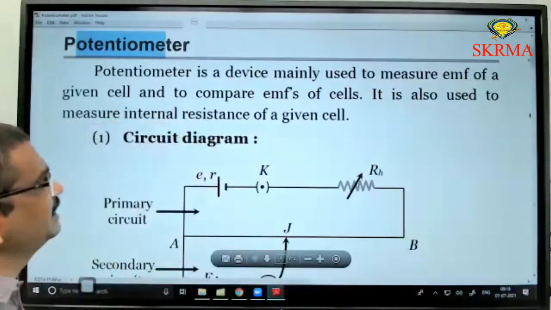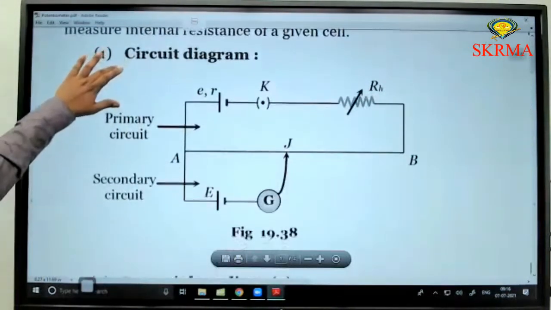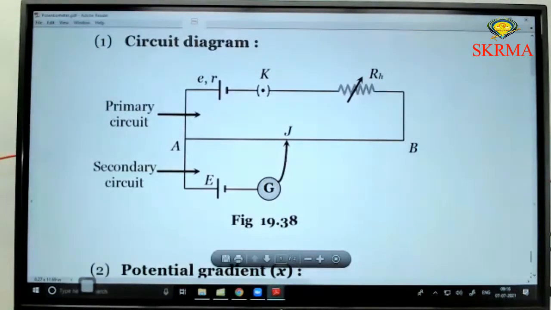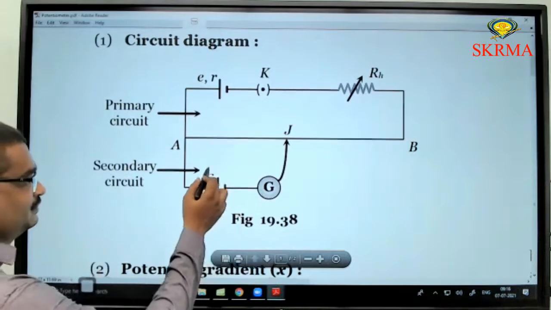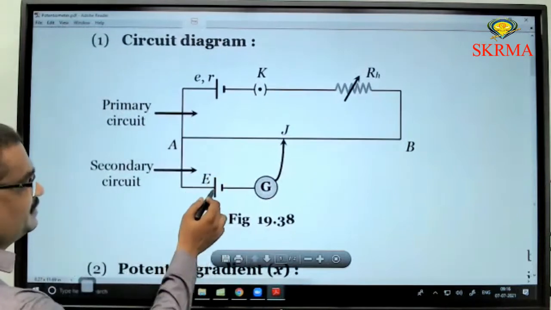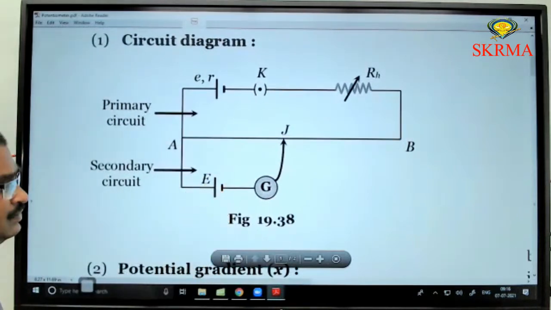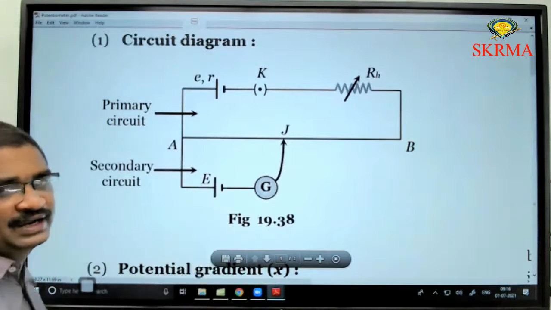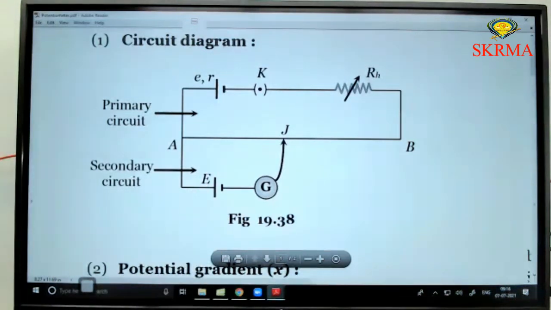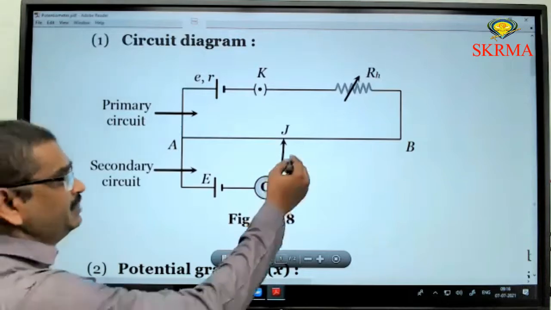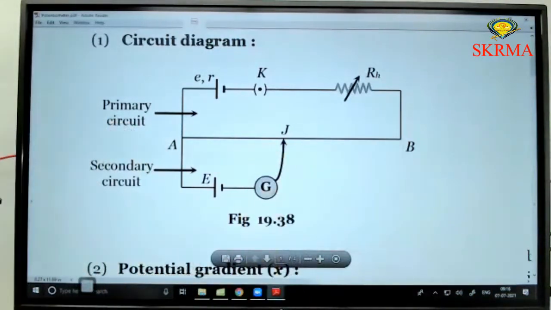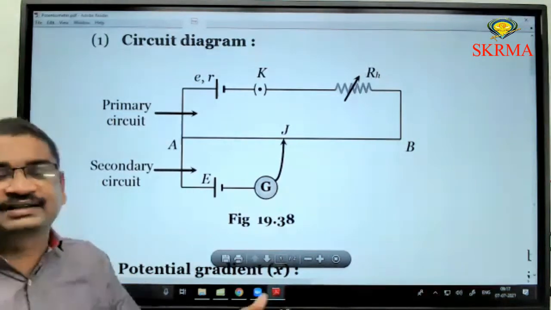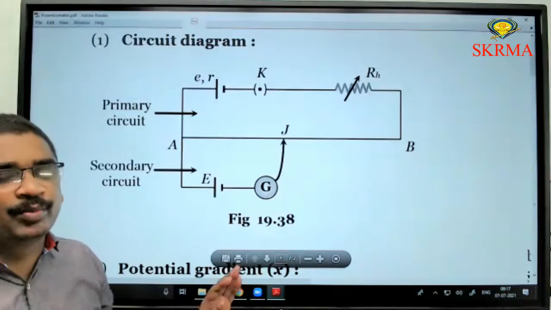Coming to the circuit diagram, the circuit diagram is the same as a meter bridge, except for this battery. Here a battery is there, but except for this, the remaining part is the same as a meter bridge. One more thing: in a meter bridge the wire is 1 meter in length, but in a potentiometer it may be 3 meters, or 5 meters, like that. It is more than 1 meter in a potentiometer.